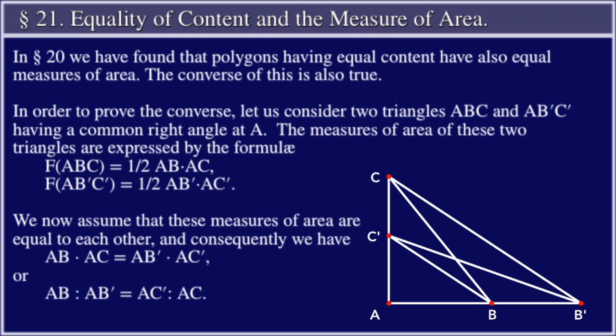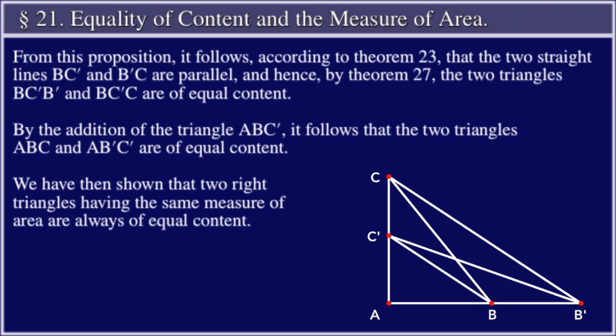times AC, and f of AB'C' equals 1/2 of AB' times AC'. We now assume that these measures of area are equal to each other, and consequently we have AB times AC equals AB' times AC', or AB is to AB' as AC' is to AC.